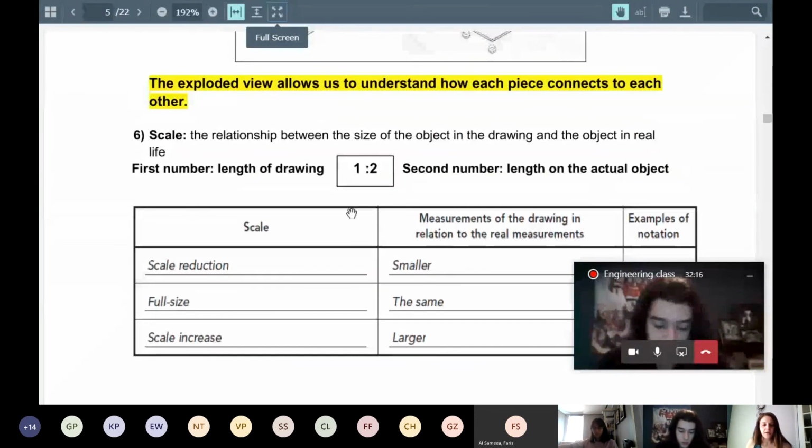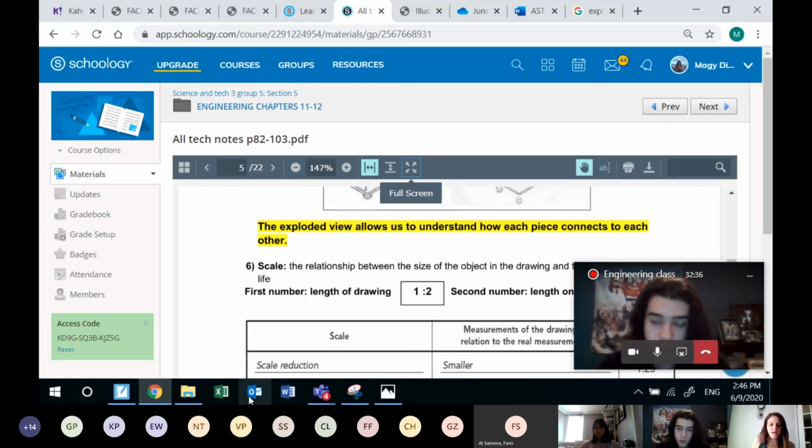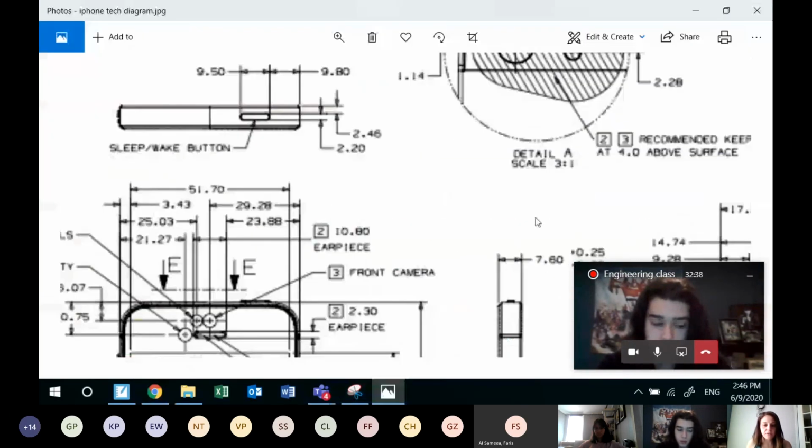Over here. So I need you to highlight in the scale, the first number on the left is the length of the drawings, the actual image that you draw. And the second number is always the actual object. Got it? So whenever we're doing any of this, let's take a look at, again, the image of the iPhone, for example, this one.